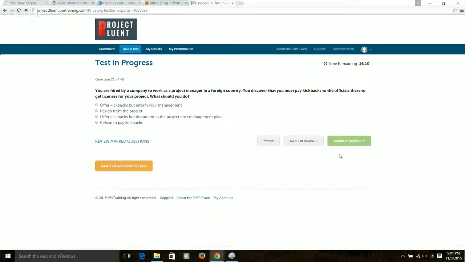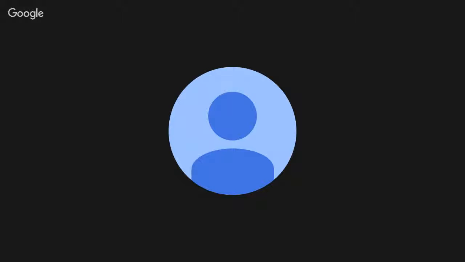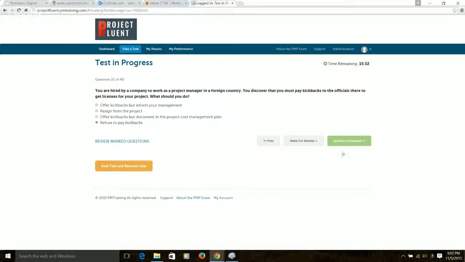Question 21. You're hired by a company to work as a project manager in a foreign country. You discover that you must pay kickbacks to the officials there to get licenses for your project. What should you do? Offer kickbacks but inform your management? Resign from the project? Offer kickbacks but document them in the project cost management plan? Or refuse to pay kickbacks? You refuse to pay kickbacks if it's against the company policy, and there might be even other regulation.